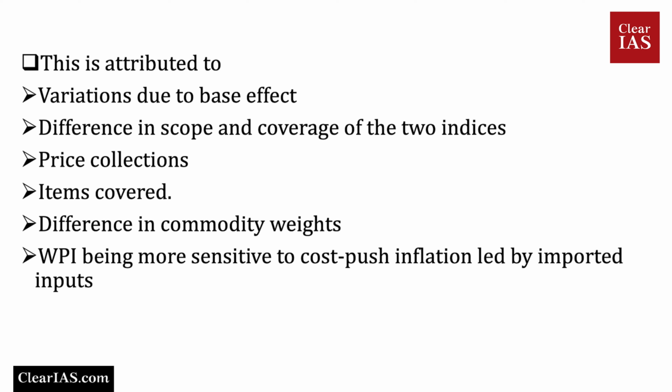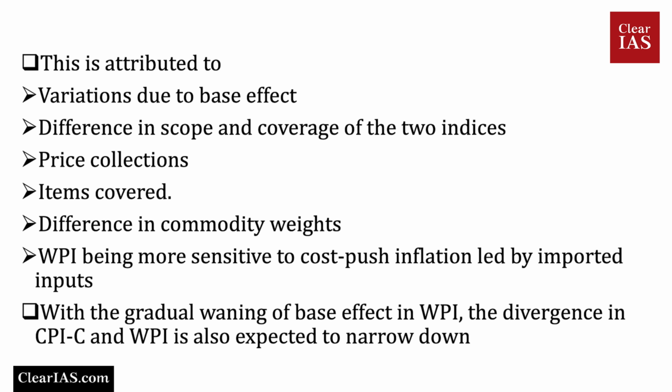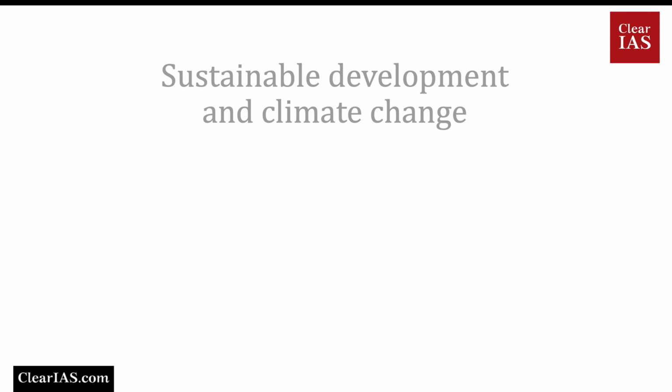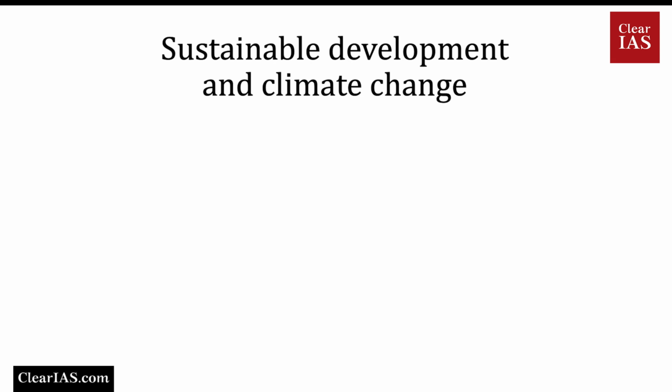December 2021. This divergence can be explained by factors such as variations due to base effect, the difference in scope and coverage of the two indices, price collections, items covered, the difference in commodity weights, and WPI being more sensitive to cost push inflation led by imported inputs. With the gradual waning of the base effect in WPI, the divergence in CPI combined and WPI is also expected to narrow down. Next is sustainable development and climate change.